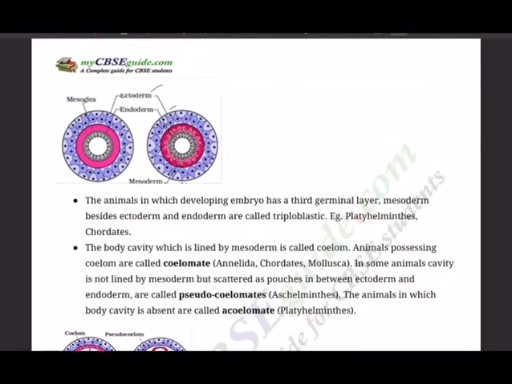Three layers, if you see, triploblastic. That is ectoderm, mesoderm in between, the middle. Meso means middle, derm is layer. Endo means inside, derm is layer. Then we say triploblastic animal. So the animals in which the developing embryo has a third germinal layer, mesoderm, besides ectoderm and endoderm, are called triploblastic animals. Example, Platyhelminthes, Chordates.